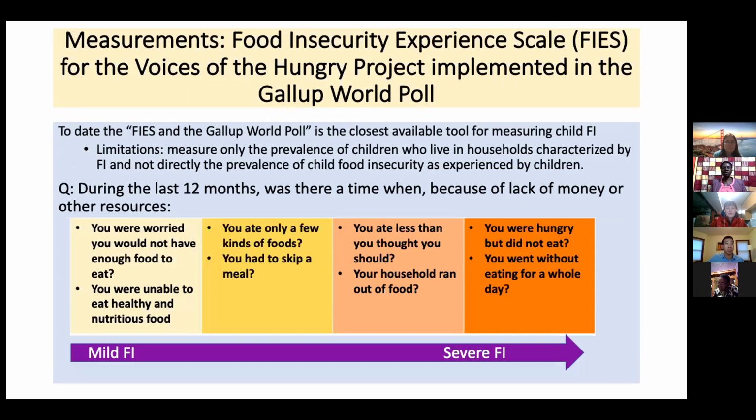Of the 4 tools that I showed before, the one that seems most closely applicable to children is the Food Insecurity Experience Scale for the Voices of the Hungry project, as implemented with the Gallup World Poll. I'll just summarize it here. There is a spectrum starting with mild food insecurity through to severe food insecurity. At the lower level, the child or individuals are just worried that they may not access food. Then later we start seeing the quality being compromised, then the quantity being compromised, and eventually even experiences of real hunger, actually going without food, and the trauma of going without food.